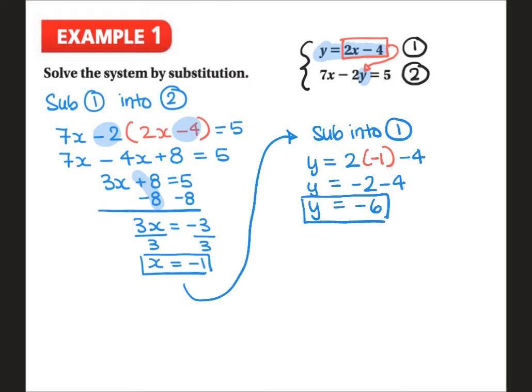So my solution then is -1, -6. Now, what I can do, which is really great, is now that I've solved my equation using the substitution method, I can use Desmos now to double check my work and see if I put in these two equations of a line, and if I plot them in Desmos, they should be intersecting at this point.